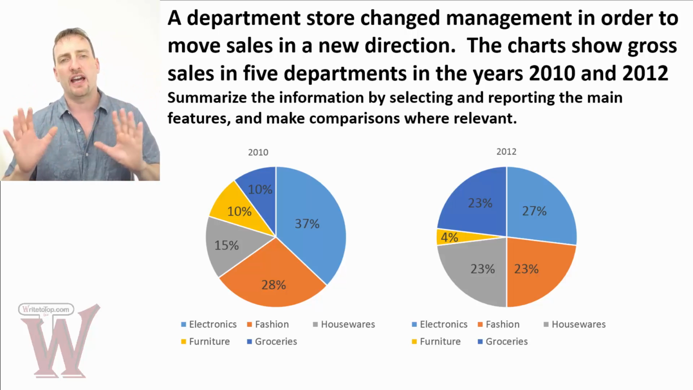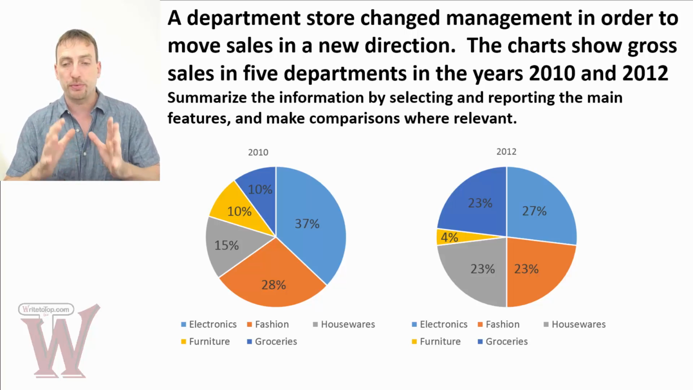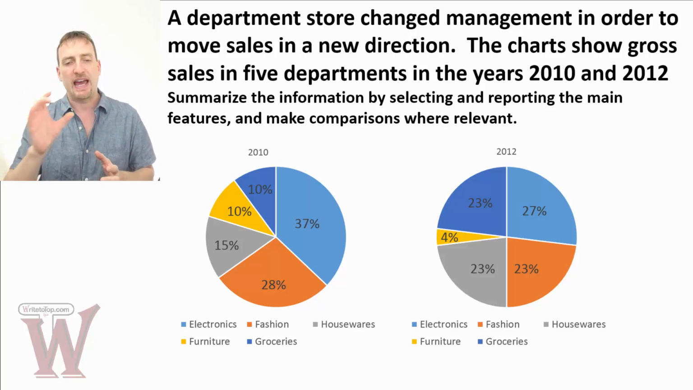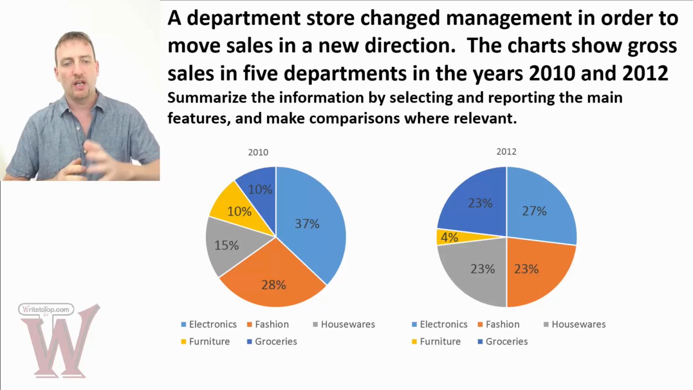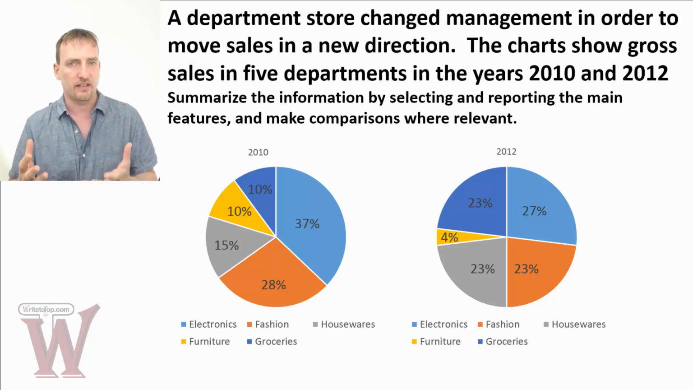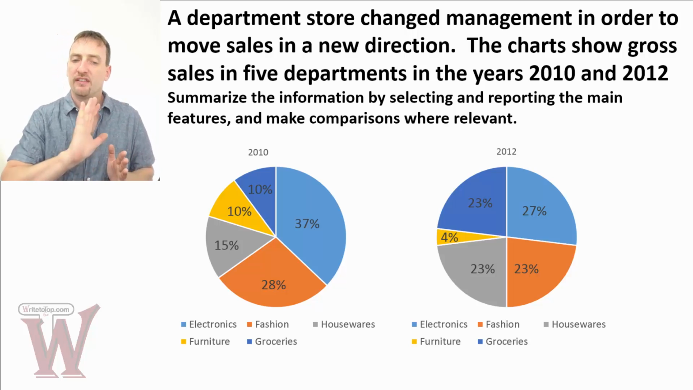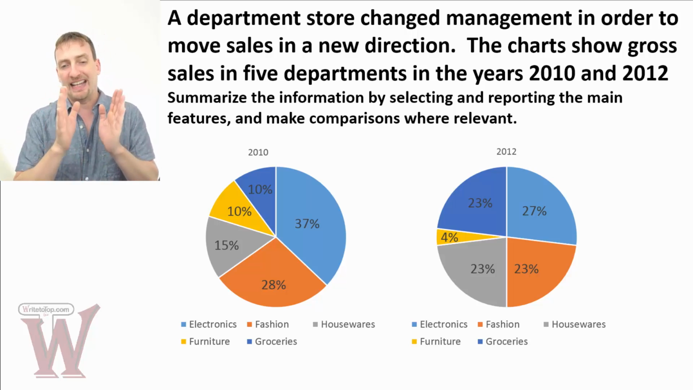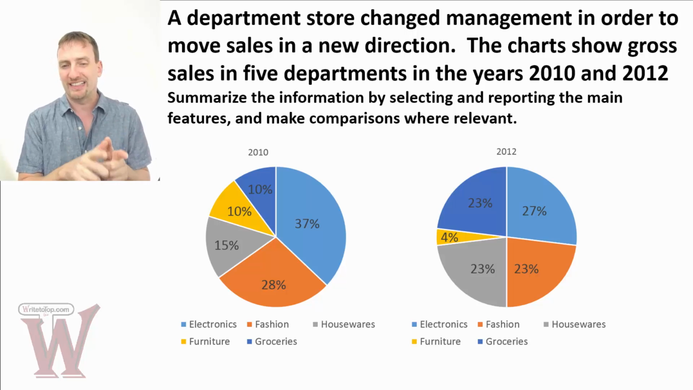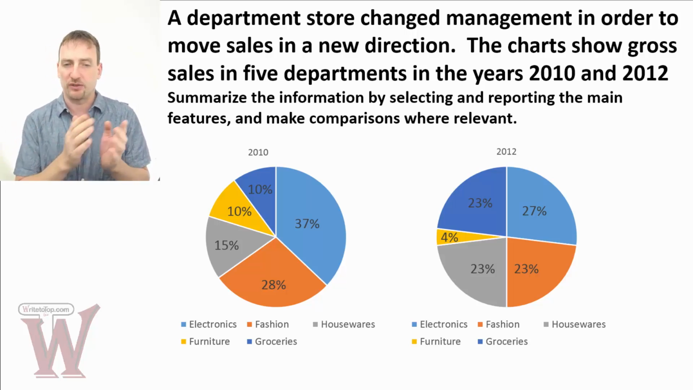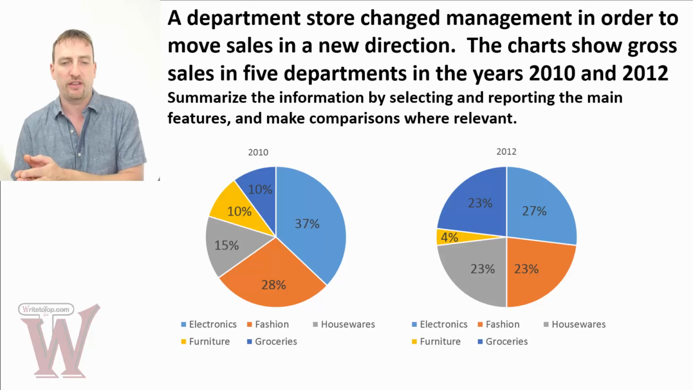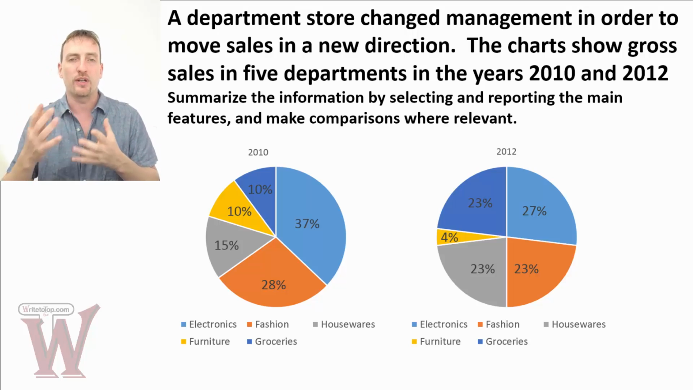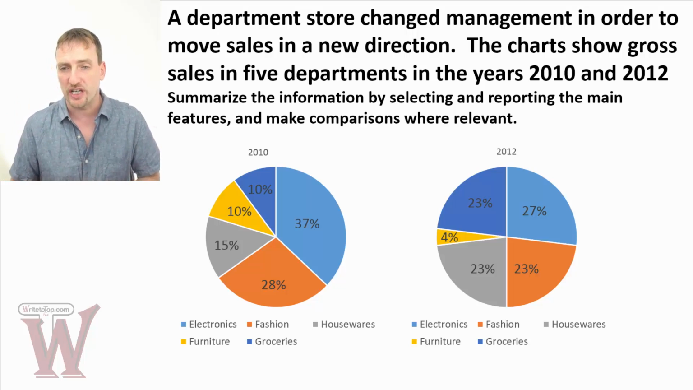So this is already, I understand how I'm going to group my information. I'm going to take my housewares and groceries as one group, my everyday essentials and staples, and my electronics and furniture, my big ticket items. Fashion, I'm just going to leave by itself. Now, also notice that fashion didn't change very much. It went from 28% to 23%. All the other categories had pretty significant changes, okay? So that's what I'm going to look at first.